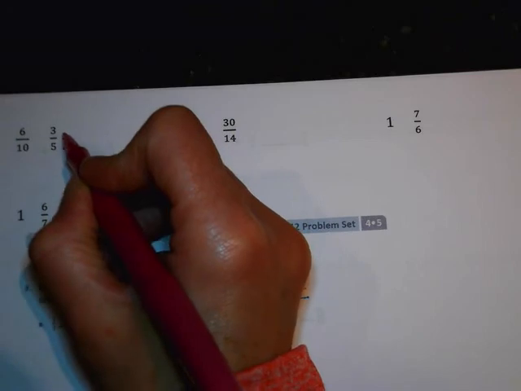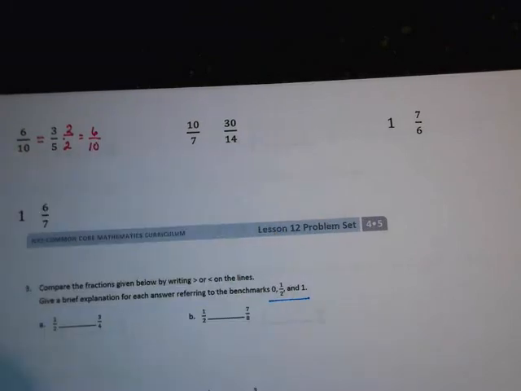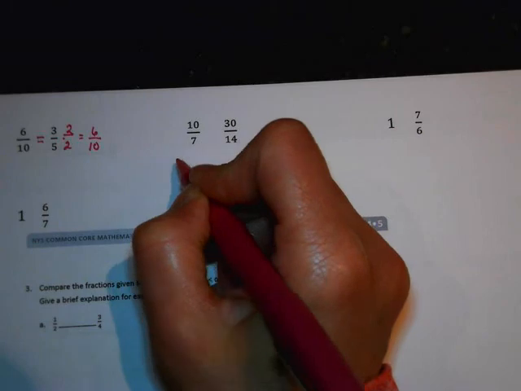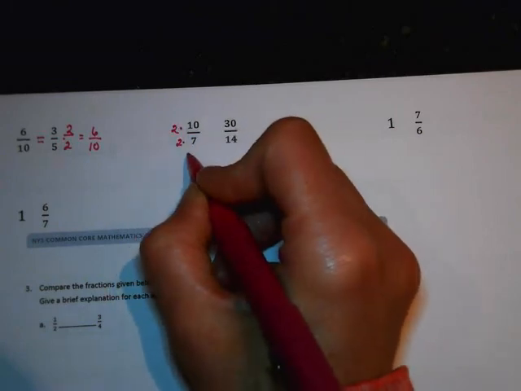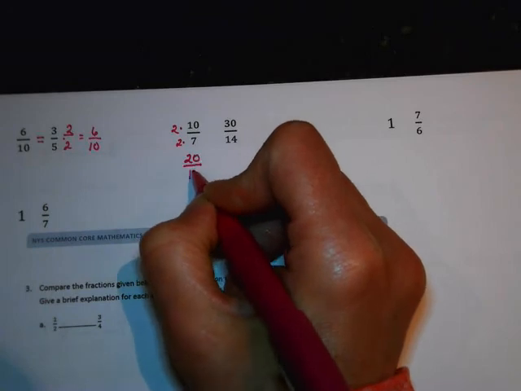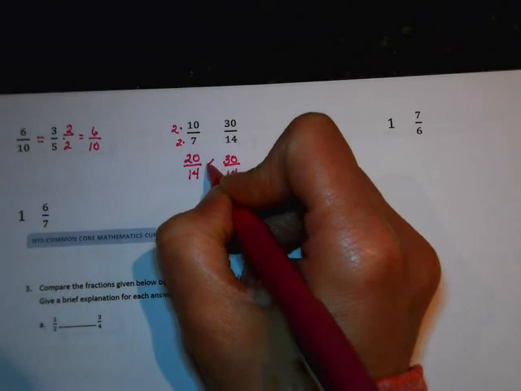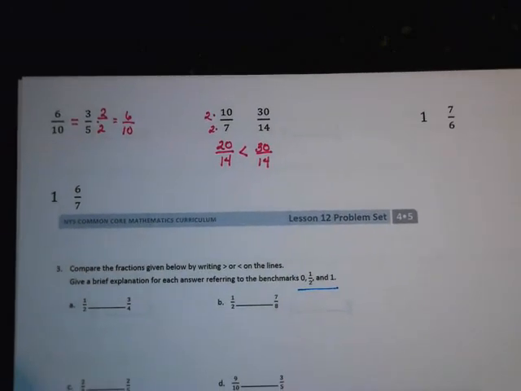This one I think would be really easy to see if you just made an equivalent fraction, that these are the same fraction. This one, again, is very easy to make into equivalent fractions, right? Multiply top and bottom by 2. We're going to be comparing 20 over 14 to 30 over 14, right? If you can make it into equivalent fractions easily, then that's a nice way to compare things.